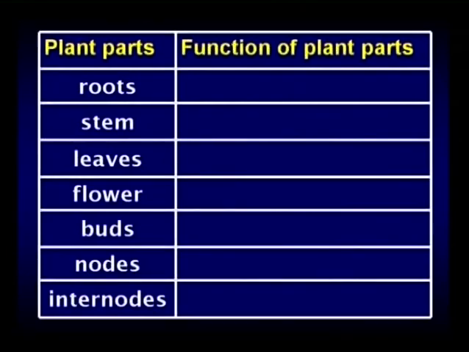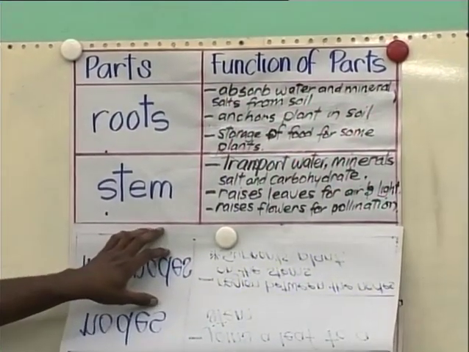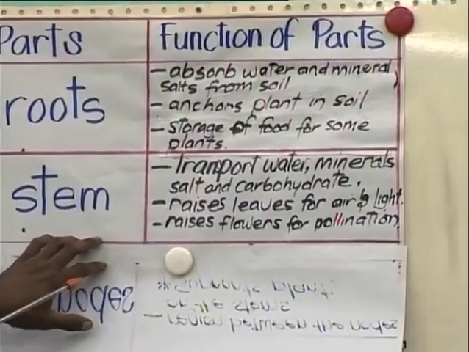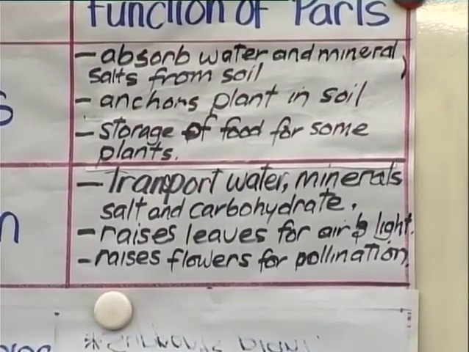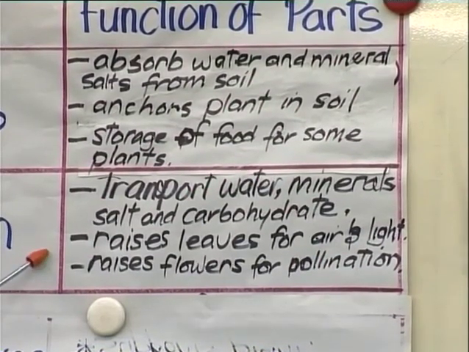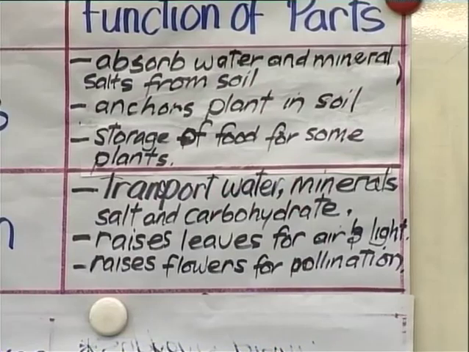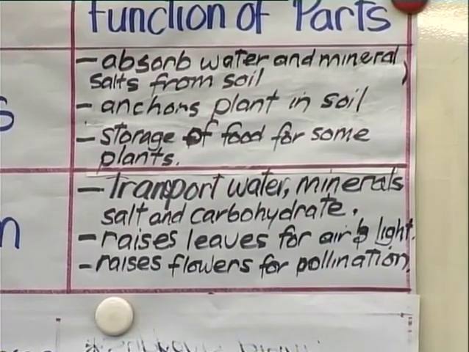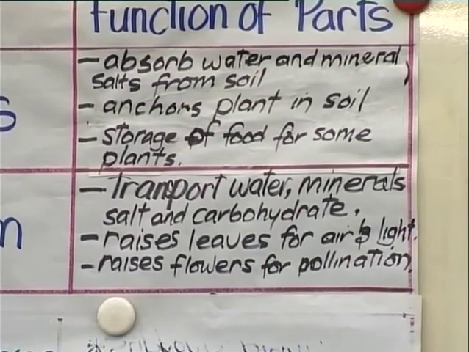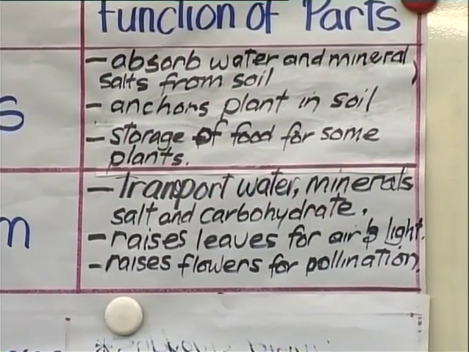Okay. Let's have a look at some of the answers about functions of the stem. Stems support and hold the weight of the plant. Stems also transport water, minerals and salt, or carbohydrates, which is the food for the plants. Two, raises leaves for the plant to get sunlight and air. The third function, raises flowers also for pollination. Next group, all right? If you have that, receiving students, good. We'll move to the next part of the plant, which is the leaves.